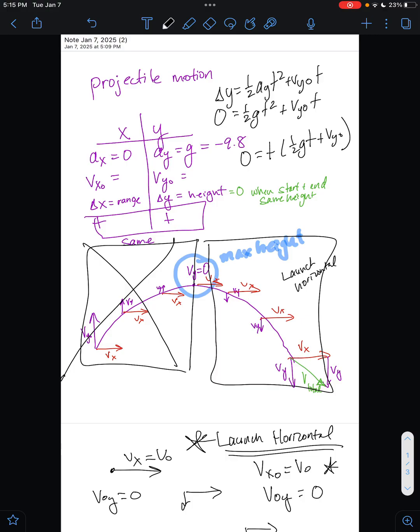Now your two answers to make it 0 are if t is 0 or if the inside is 0. So again, you would just set 1/2 gt plus vy0 equal to 0. If you know the starting velocity in the y direction and the g value, you can now solve for the time. Always, once you know the time, you use the bulldozer in the x direction to solve for the range. And that's just a little Cliff Notes version of projectile motion in case you forgot.